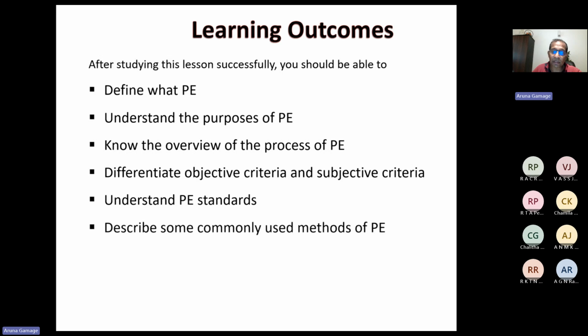Describe some commonly used methods of performance evaluation. There are many methods of performance evaluation: old methods, new methods, widely used methods, popular methods. We will discuss some of the commonly used methods of performance evaluation.